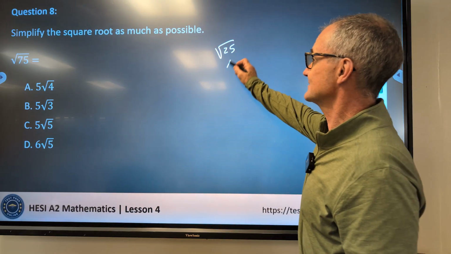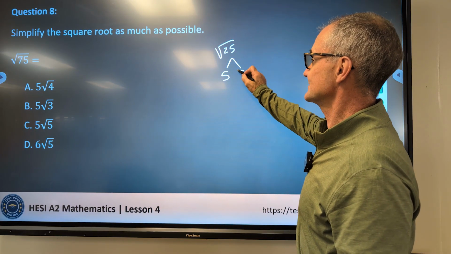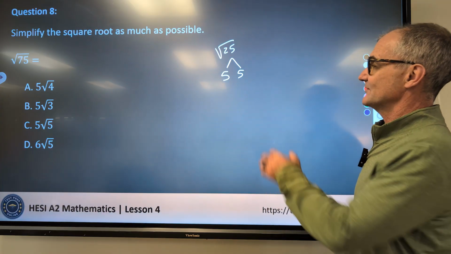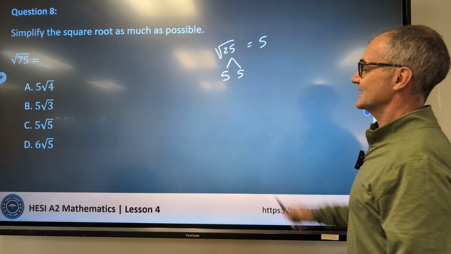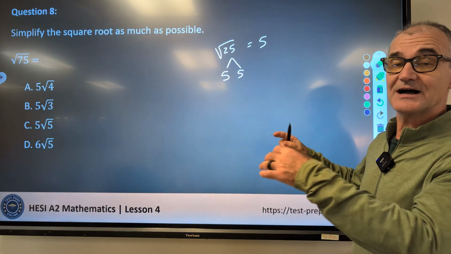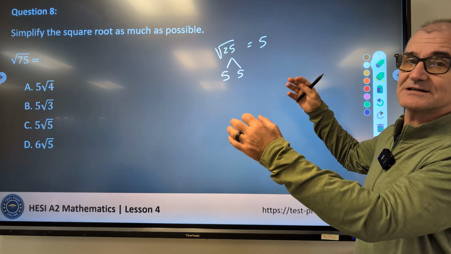So I look at the factors of that number. The only factors are a 5 and a 5. For every pair, 1 comes out. So the square root of 25 is equal to the pair of 5s inside or 1 outside.